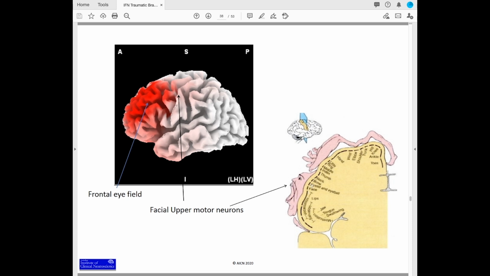And you can see over here, this is called the homunculus of movement. You can see that this area here corresponds to the areas of her face. Now the frontal eye fields aren't on this homunculus, but this is where they are inside the brain.